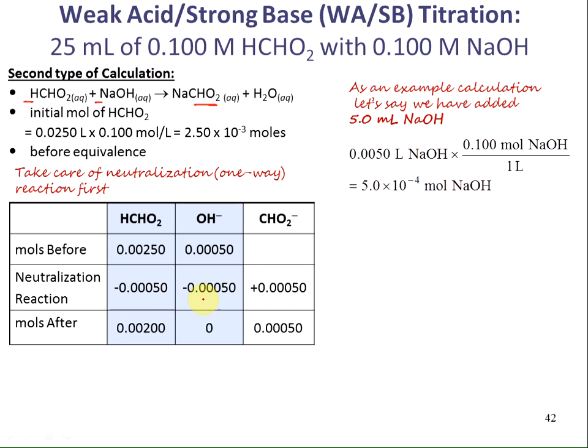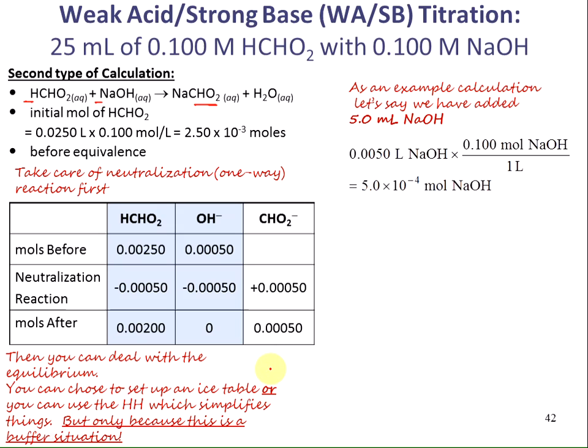So after the neutralization reaction, I'll have 0.002 moles of formic acid left over and 0.0005 moles of the formate after the neutralization. Now that I've dealt with the neutralization reaction, now I can deal with the equilibrium, because remember the formic acid will establish an equilibrium in water as it becomes deprotonated.